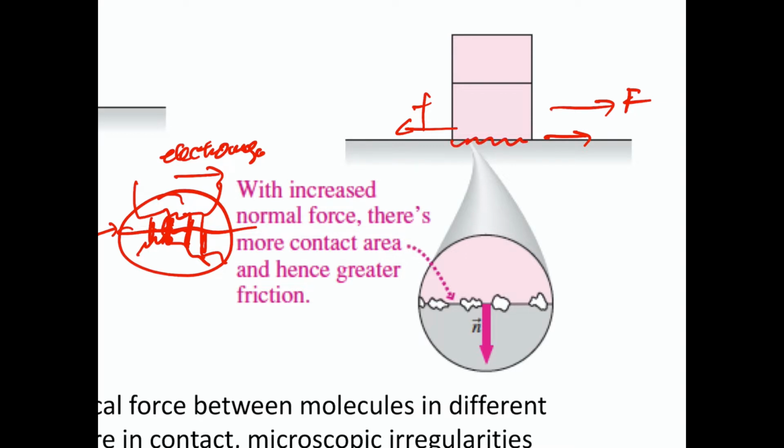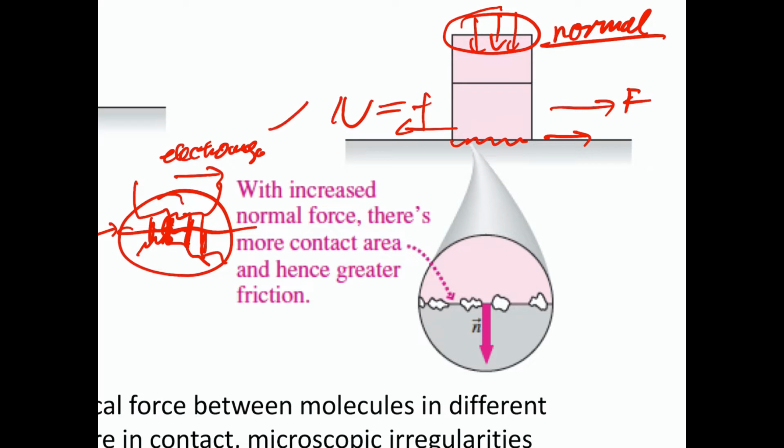Now, you see it depends on how much bonding is formed between the two surfaces. So if you put more force on top, what happens? You get more bonding. Therefore, you need more horizontal force to break it. Therefore, I say again, it only depends on the normal force. So we always say the friction is proportional to the normal force, and this proportional quantity is mu. It depends on the surface properties.